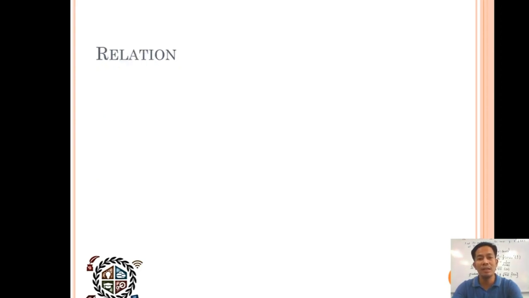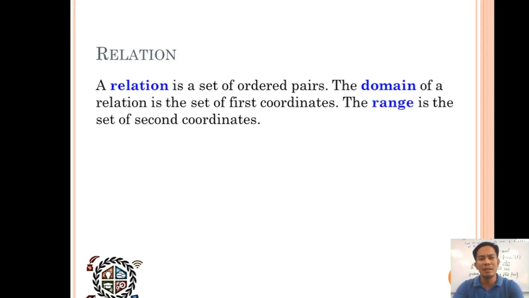Okay, let's move on. What is a relation? Relation most of the time is a set of ordered pairs, and the domain of a relation is the set of the first coordinate. The range is the set of second coordinate.